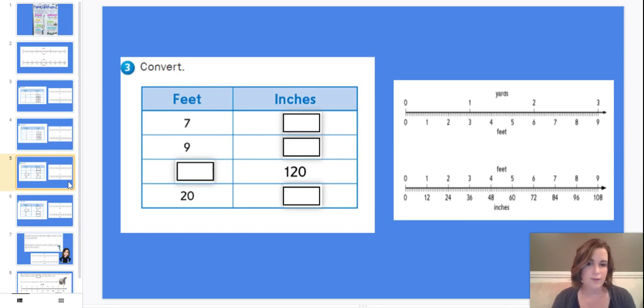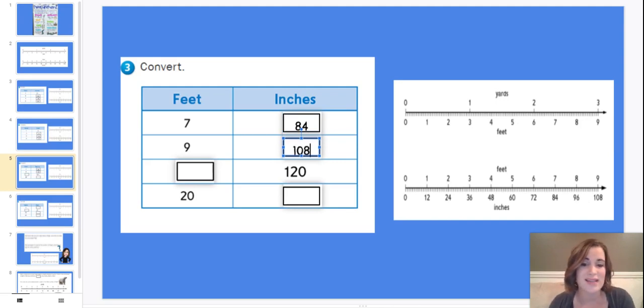This time we're going back and forth between if we are asking for feet or inches. So let's convert 7 feet into inches. So we can see that on our conversion chart, we have 84 inches in 7 feet. Okay, and in 9, we have 108.